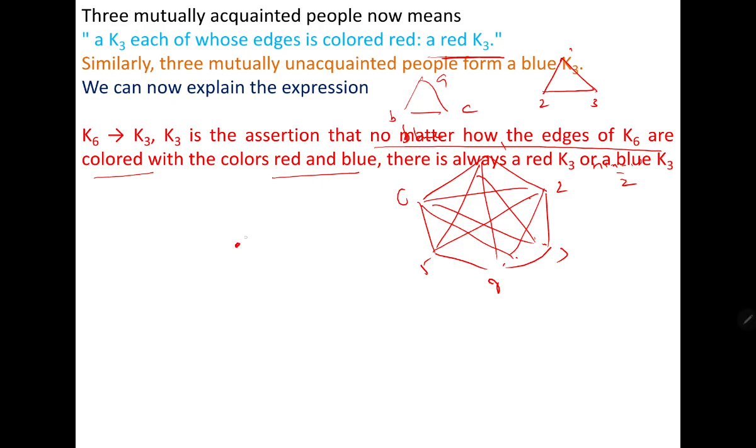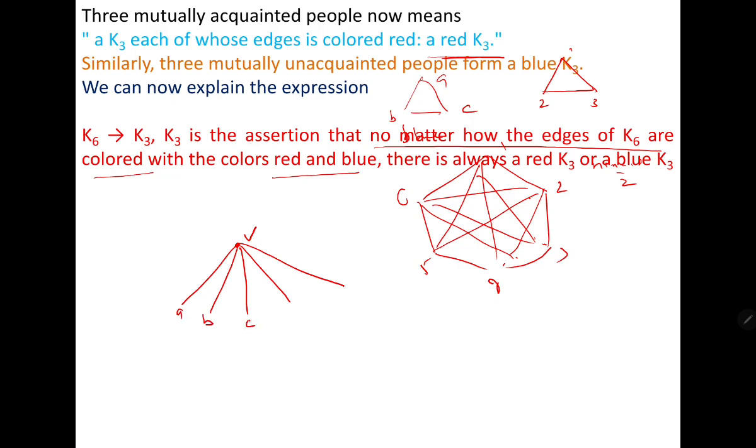Let us consider any vertex V. Since this vertex is adjacent to 5 vertices, because each vertex has degree 5 in K6. Now, out of these 5 edges, either at least 3 are blue or at least 3 are red. Yes, half of them are either blue or red. So let's assume 3 are red. You can take any of the options. So let's say these 3 edges are red.